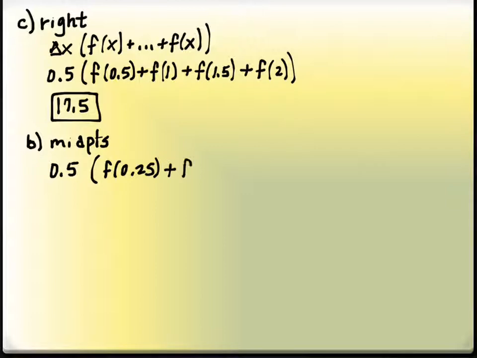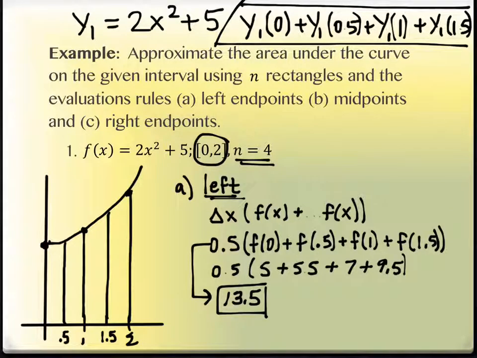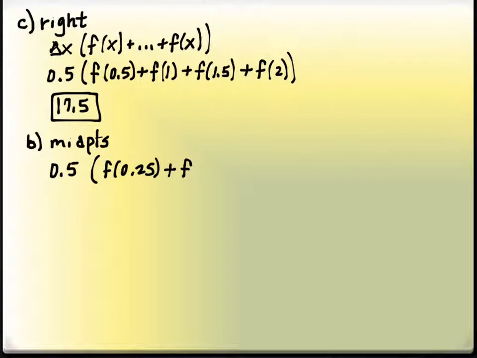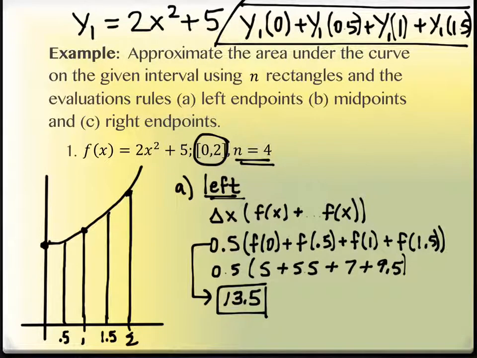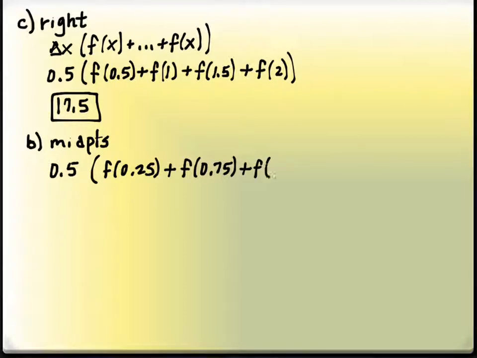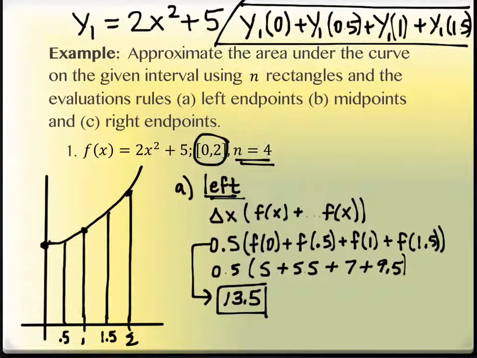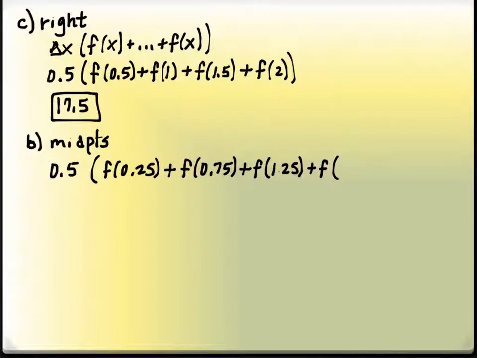What is the midpoint of the second rectangle? It's 0.75. How about the midpoint of the third rectangle? 1.25. Good. And the midpoint of the fourth rectangle? Halfway between 1.5 and 2? 1.75.